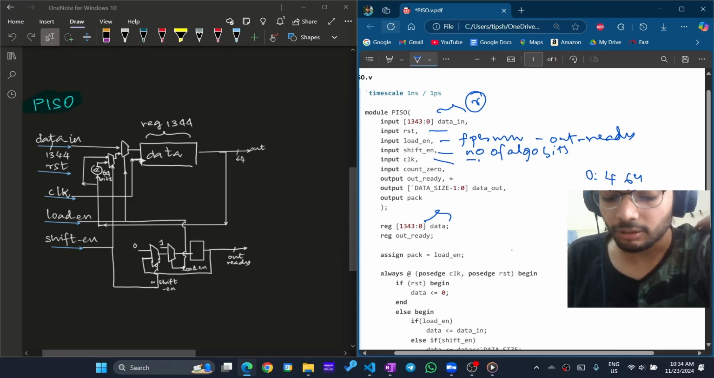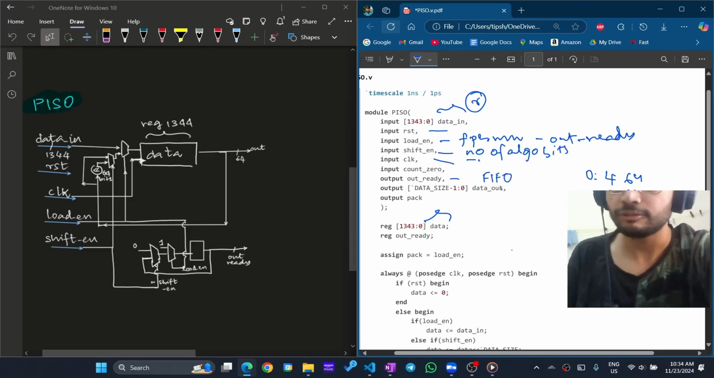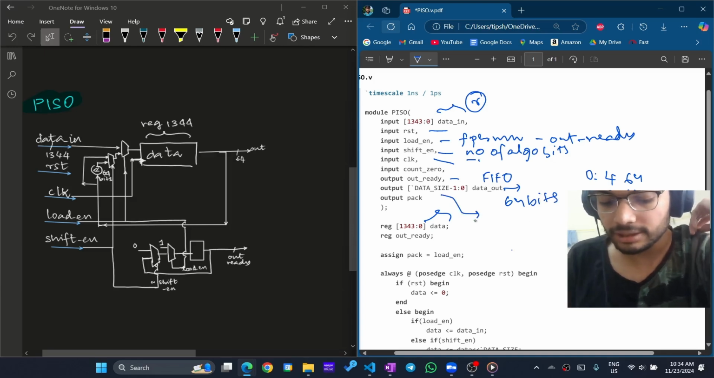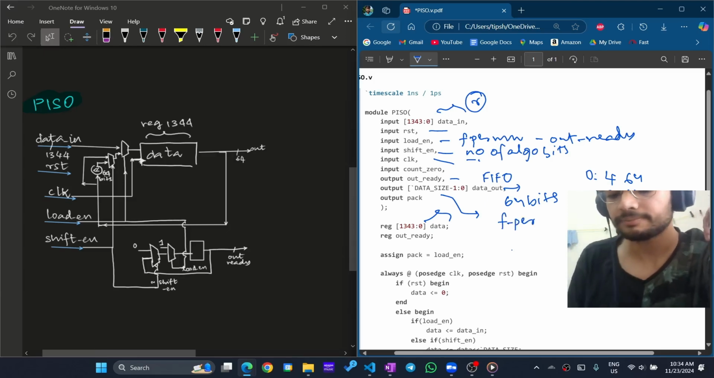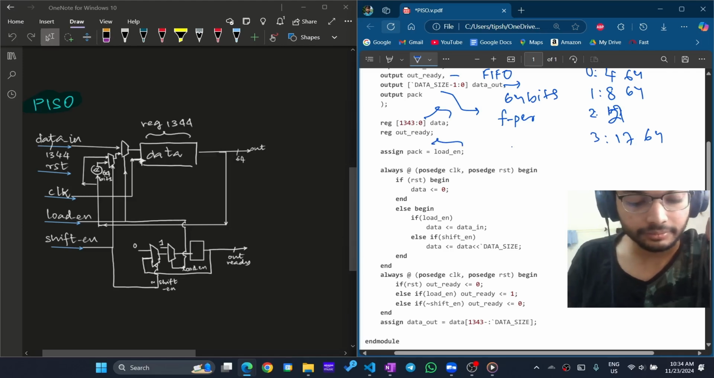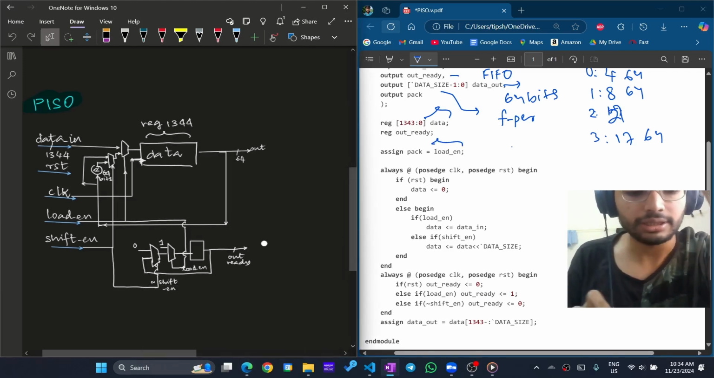Clock is to clock all the inputs. Out ready says if the output is ready to be shifted into the FIFO, and this becomes the write enable for the FIFO. Data out is the 64-bit chunk which is going to the FIFO. P acknowledge gives it back to the F permutation block to acknowledge if the output was taken. And let's go through them. P acknowledge is the same as load enable. If the input was loaded, it is directly acknowledged and given out to the F permutation block.